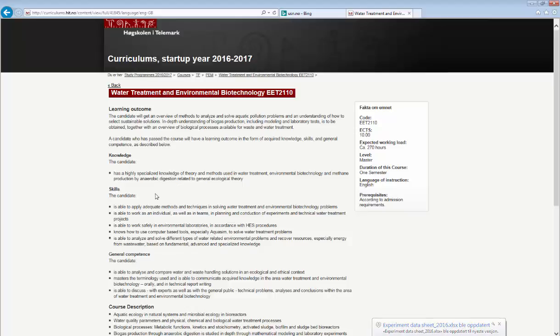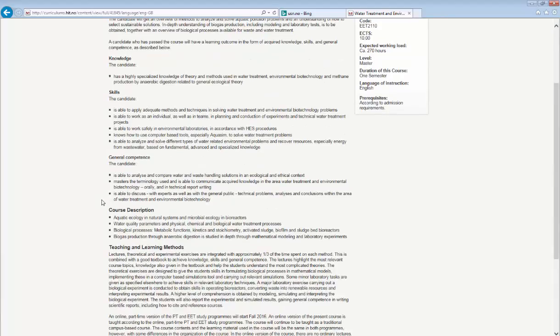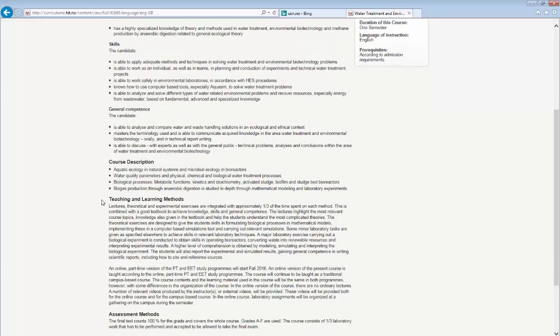You can also read about the skills you're supposed to acquire, and that you can do at your own pace by pausing here or by going to the home page like I just demonstrated. There's something about the general competence you're supposed to gain, and then there is the course description, including some of the main topics.